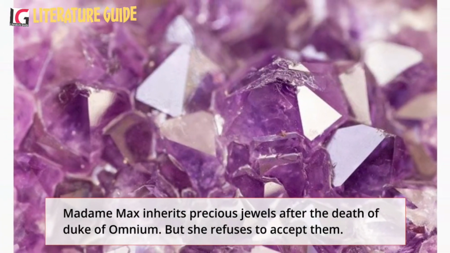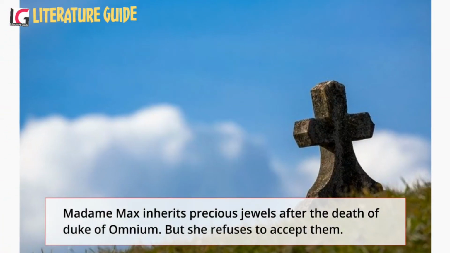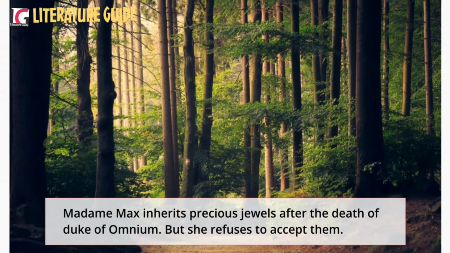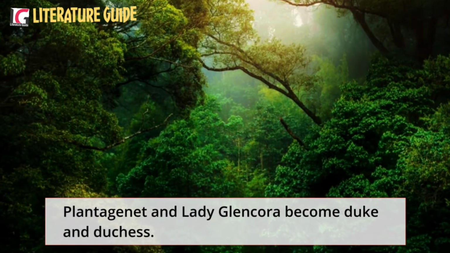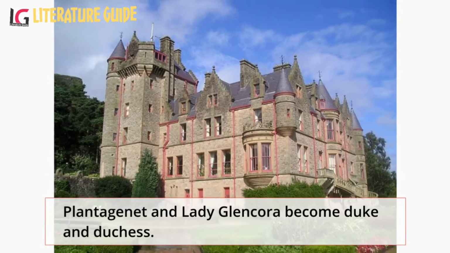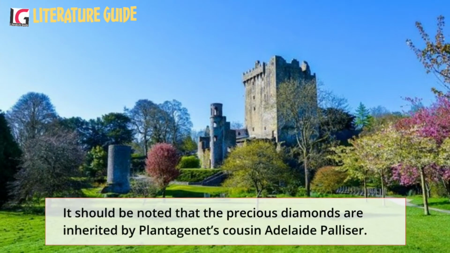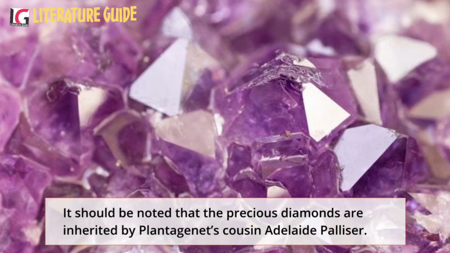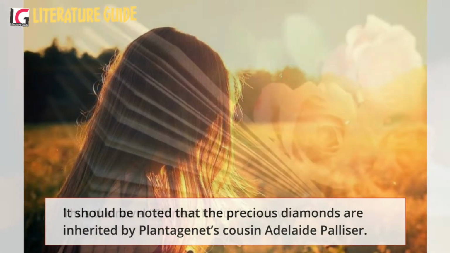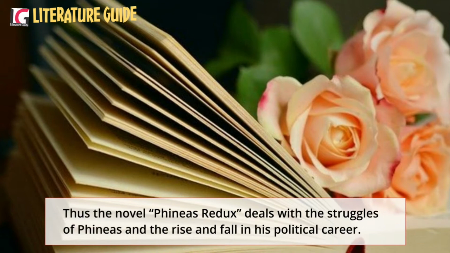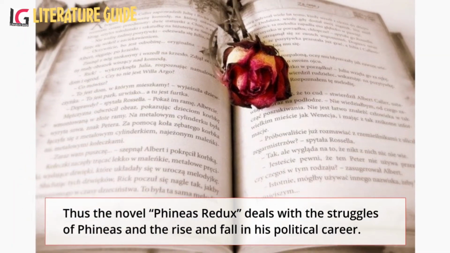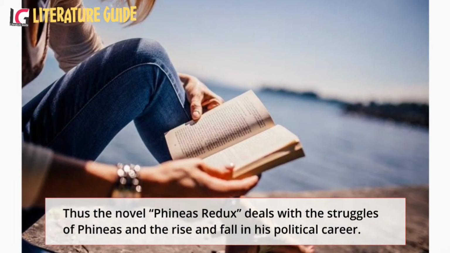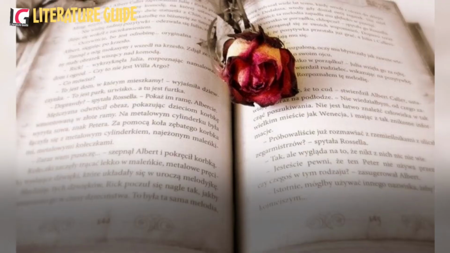Madame Max inherits precious jewels after the death of Duke of Omnium, but she refuses to accept them. Plantagenet and Lady Glencora become Duke and Duchess. It should be noted that the precious diamonds are inherited by Plantagenet's cousin Adelaide Palliser. Thus the novel Phineas Redux deals with the struggles of Phineas and the rise and fall in his political career.